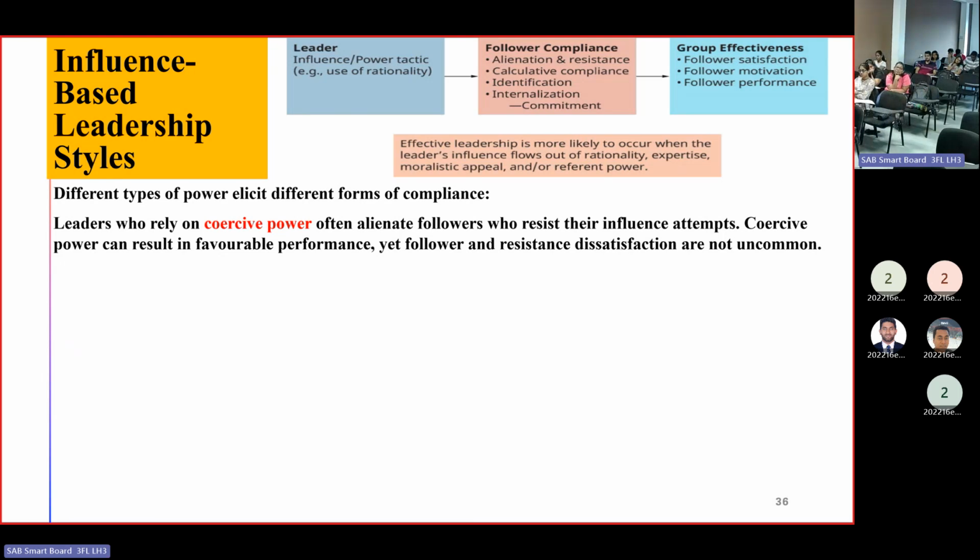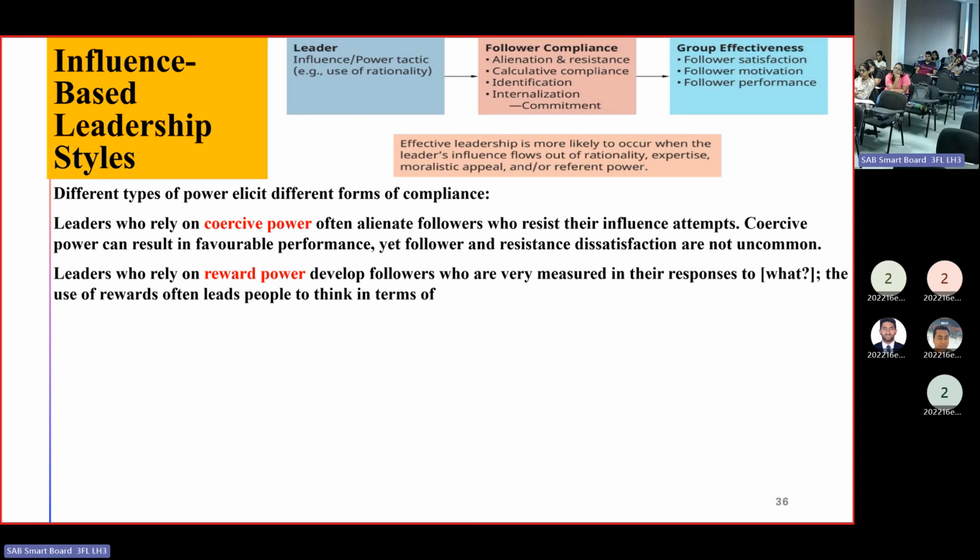Okay. So is it possible? It is reward power. Even a follower gives a very measured response. That is a calculated commitment. If I do this, what do I get? Or why should I do it, if I don't get anything? So, calculated commitment. Okay.